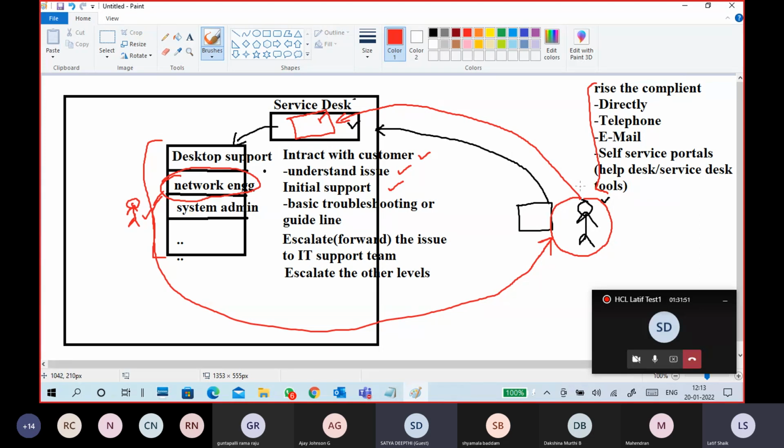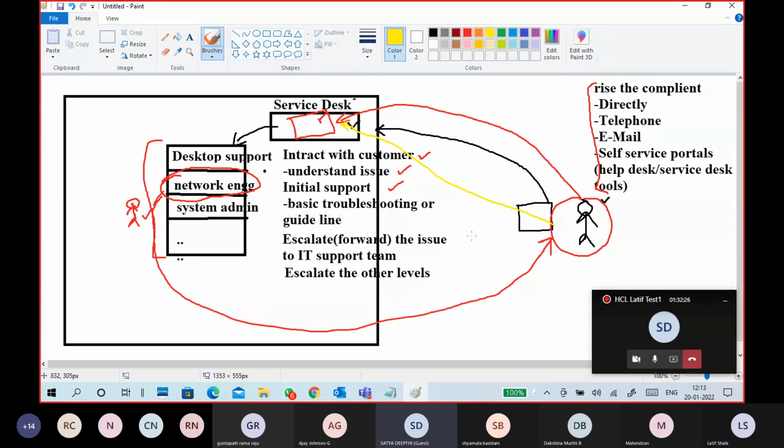Once the problem is solved, it is reported to the service desk. The problem is solved, the customer is satisfied and will tell us the problem is solved, and we close the issue. Closure is important, guys. Remember always when you are working, the closure is very, very important. How you close is also very important. Never forget the closure of any ticket.